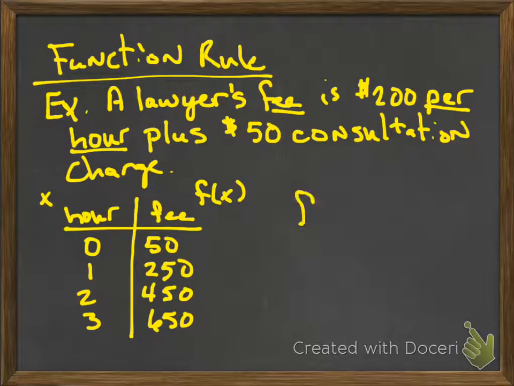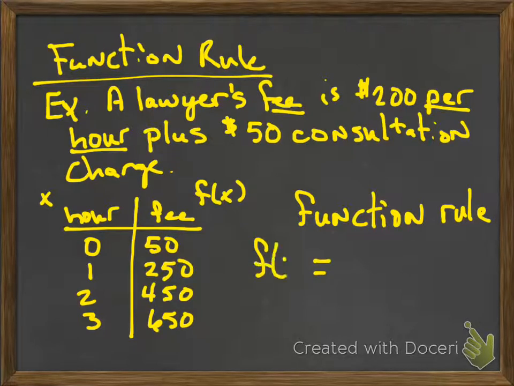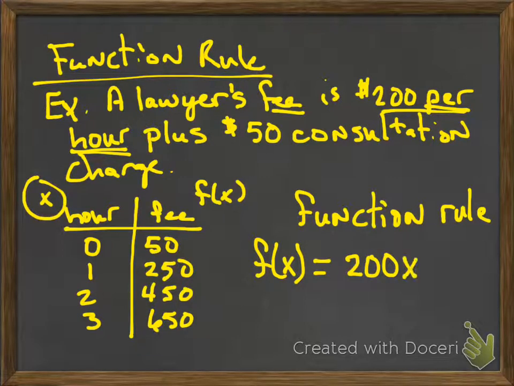So let's look at this. Now we can create what's called a function rule. Really, that's just an equation. It's just going to say f of x is equal to something. Okay, well, again, what are you doing? This right here gives you a clue. 200 per, that's going to be our times. 200 times hours. Well, how do I show hours? With an x. Plus that $50 consultation fee. And there's your function rule.